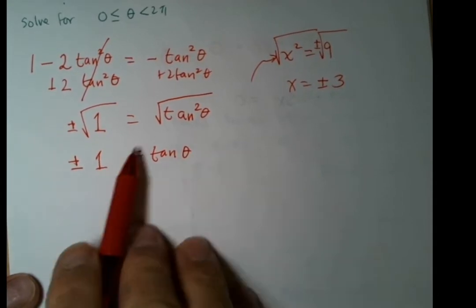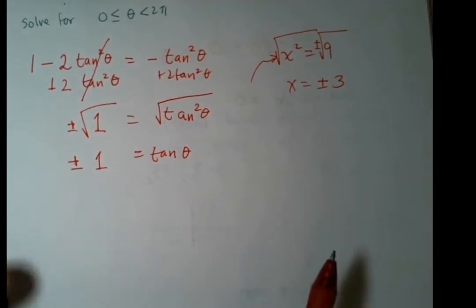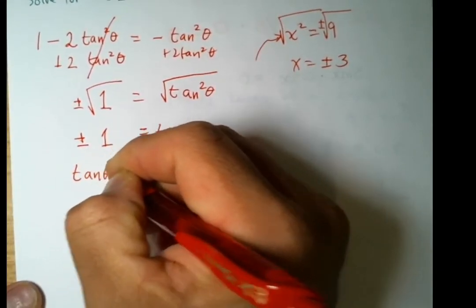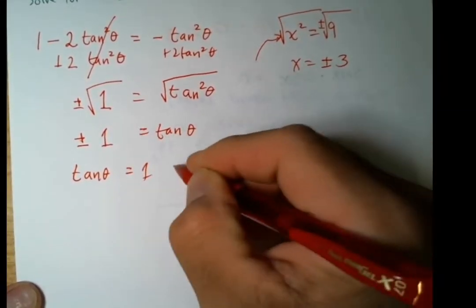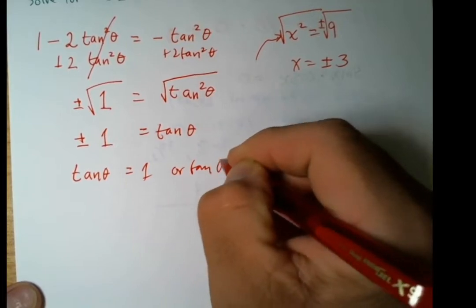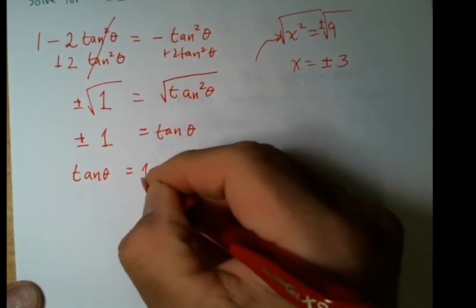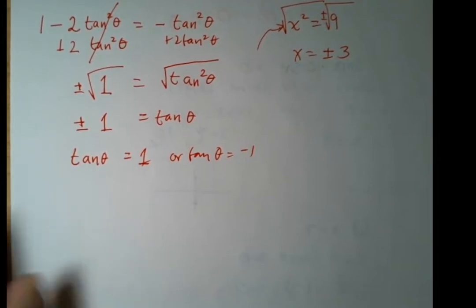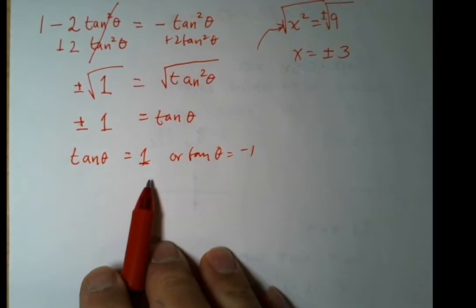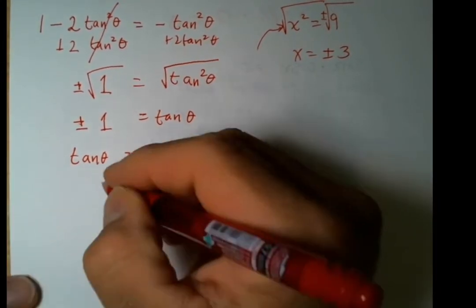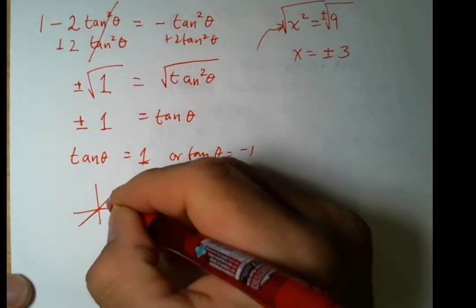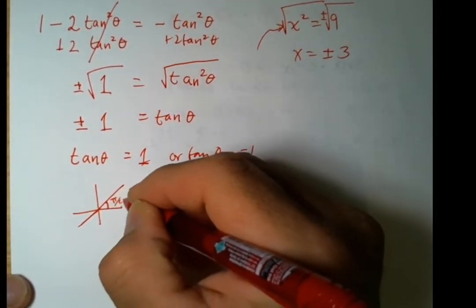All right, so here again, that plus or minus is simply telling me that there are two equations here, right? Tangent of theta is equal to 1, or tangent of theta is equal to negative 1. All right, and here, hopefully by now, this is an equation you can solve using the unit circle, right? When is tangent of theta equal to 1, right? That happens in quadrant 1 and in quadrant 3. With a reference angle of pi over 4, right?